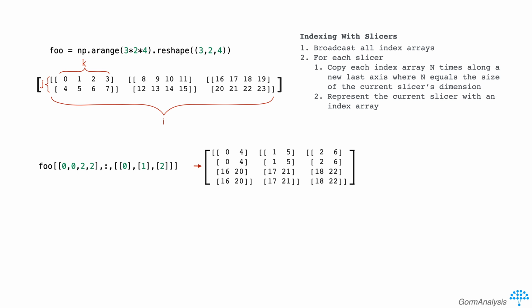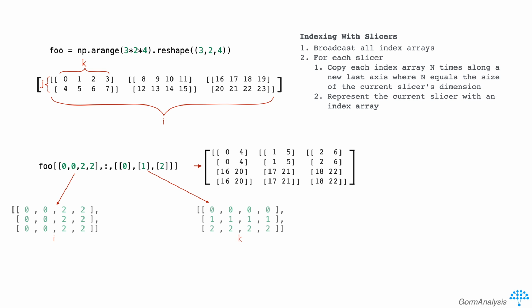Alright, so let's walk through that last example. We start by broadcasting our index arrays. In this case, we have a 4x array in the I index and a 3x1 array in the k index. So those broadcast to the following 3x4 arrays.